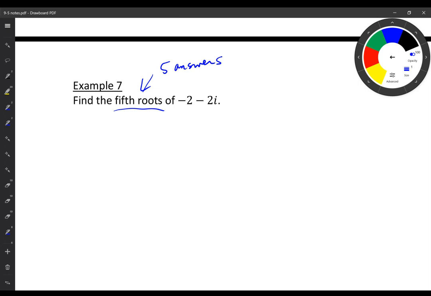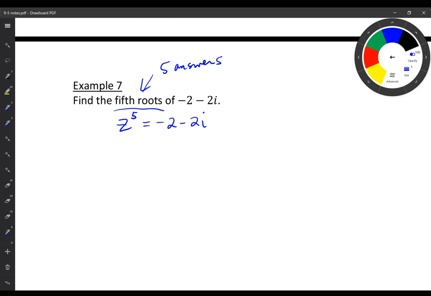So if the 5th root of a complex number is -2 minus 2i, then that means if I take that complex number and I raise it to the 5th power, I have -2 minus 2i. So if my 5th root is equal to -2 minus 2i, that means if I raise it to the 5th power, I get the -2 minus 2i. So we're going to be using DeMoivre's on this.